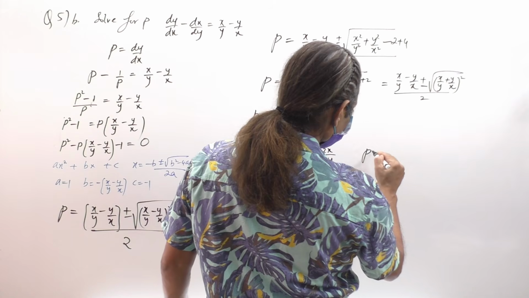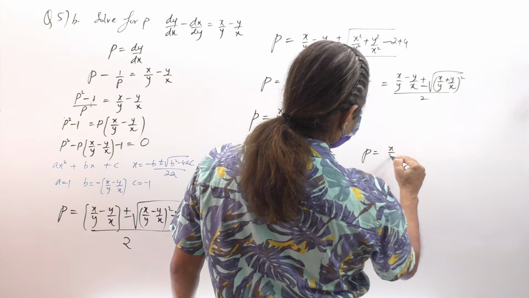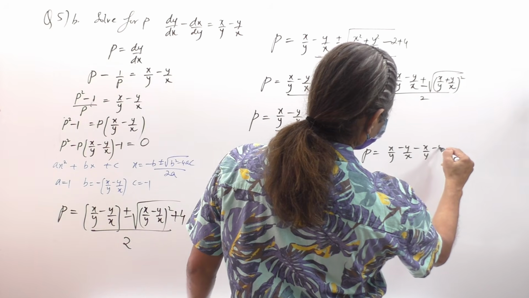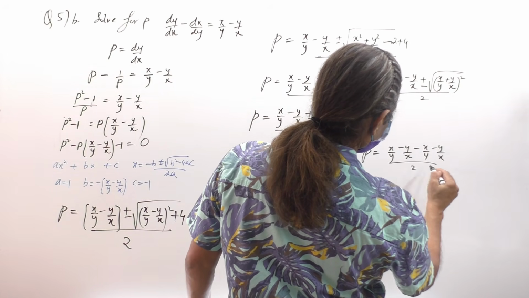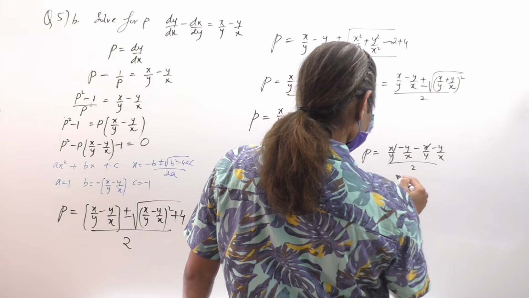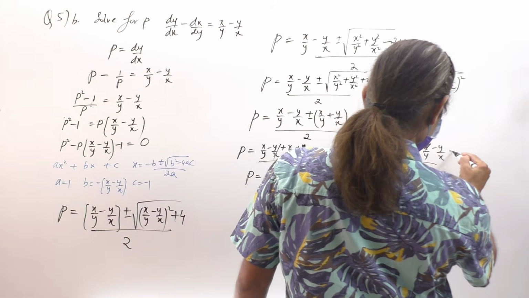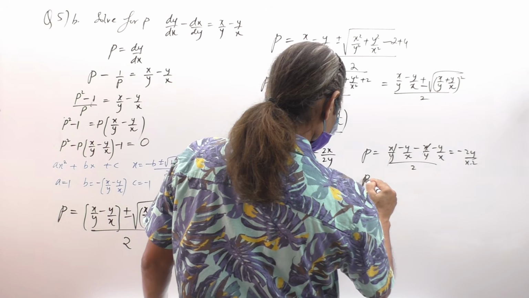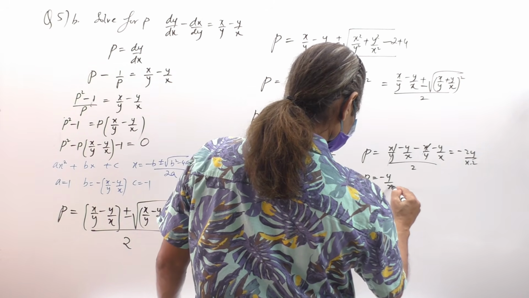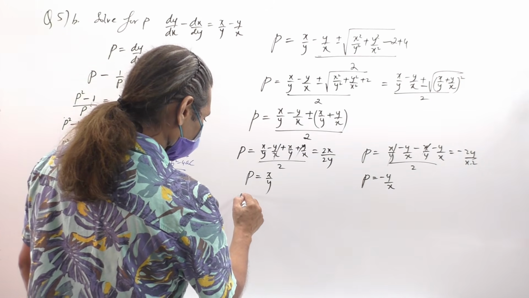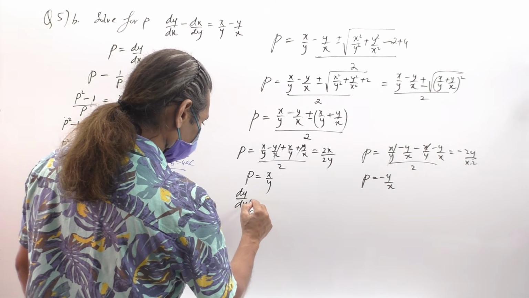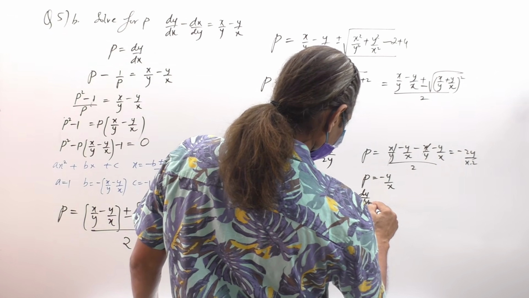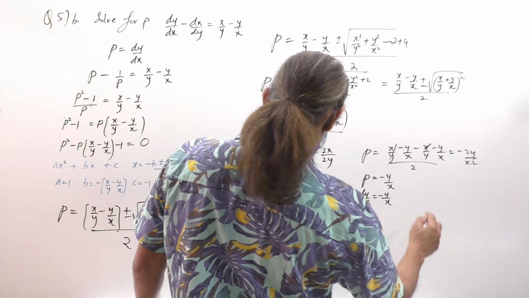Similarly, the other value P is equal to x by y minus y by x minus x by y minus y by x upon 2. So this and this cancels, this will be minus 2y by x, 2 cancels, so again P is equal to minus y by x. Now you know P is dy by dx, so dy by dx is equal to x by y, and here also dy by dx is equal to minus y by x.